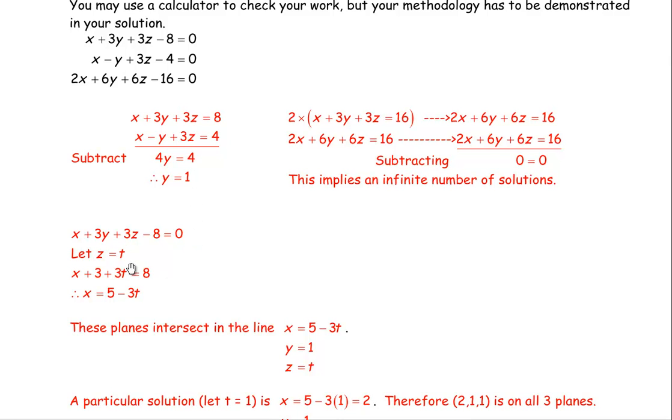And so this would become 3t here. I brought the 8 over, and then 3 times 1 is 3. Bringing the 3 over and subtracting the 8, I get 5. And of course, this becomes minus 3t on the right side. So x equals 5 minus 3t is the parametric equation for x. y is 1, and z is t. That's the line of intersection of these three planes.